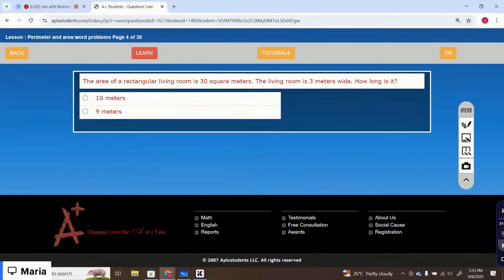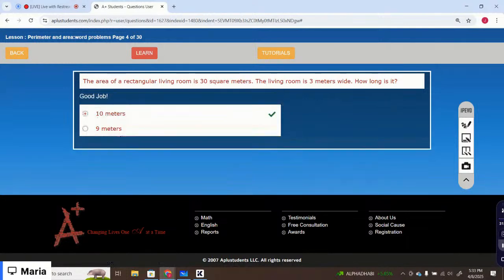The area of the rectangular living room is 30 square meters. The living room is 3 meters wide. How long is it? So which is the correct option? The area is 30 square meters, right? So 3 times 10 is 30. That is 10. Option number one is the correct option.